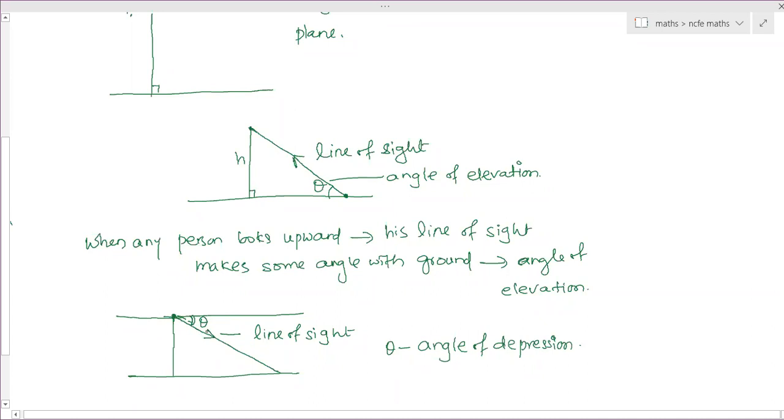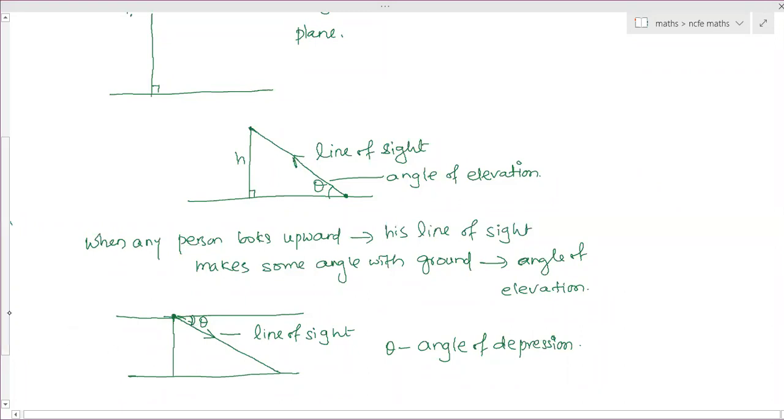So when a person is looking downwards, when he is standing on the top of the tower or top of the building, and he looks downwards, that means to a person on the ground, or to the foot of another building, or towards the window of the building, he has to look downwards. So his line of sight is in a downward direction. This line of sight makes some angle with the horizontal line, always the horizontal line. That angle made by the line of sight with the horizontal line is called the angle of depression.